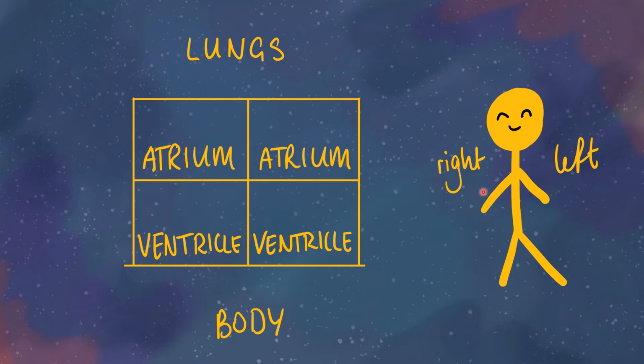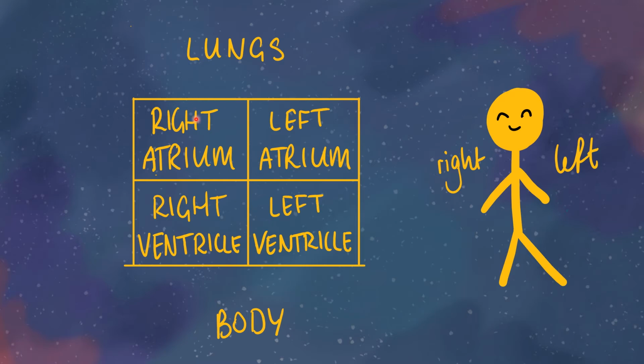This is how we label the heart, as though we are looking at it facing towards us. So actually we write right on the left and left on the right. So we've got right atrium, right ventricle, and left atrium and left ventricle.